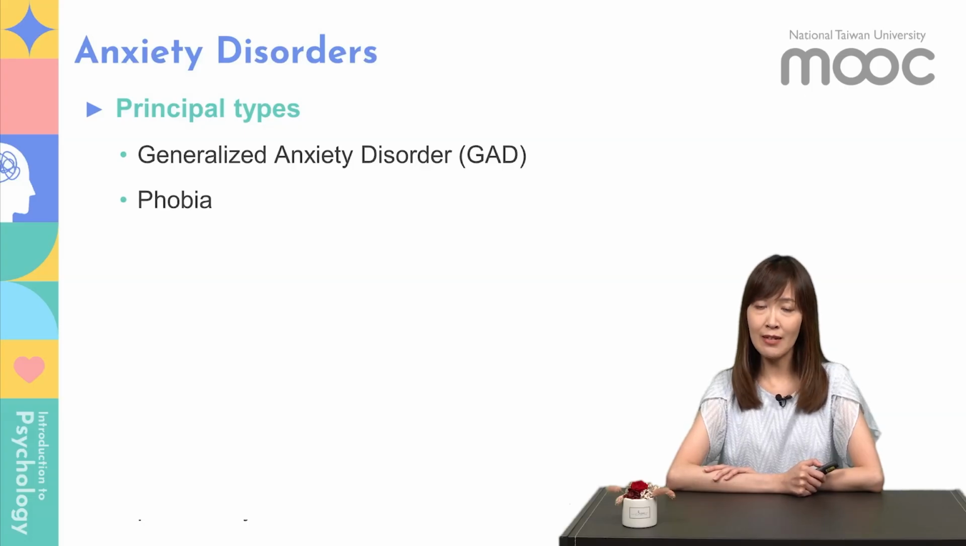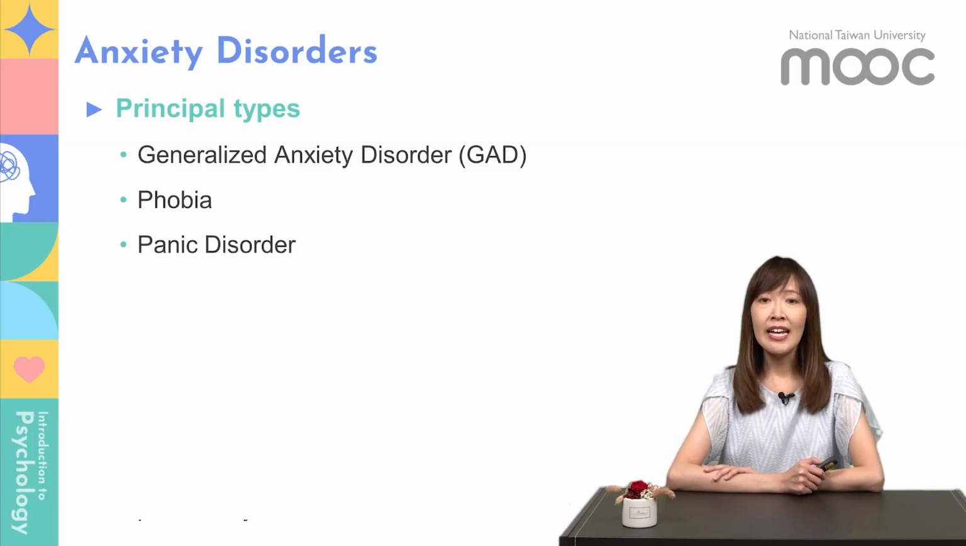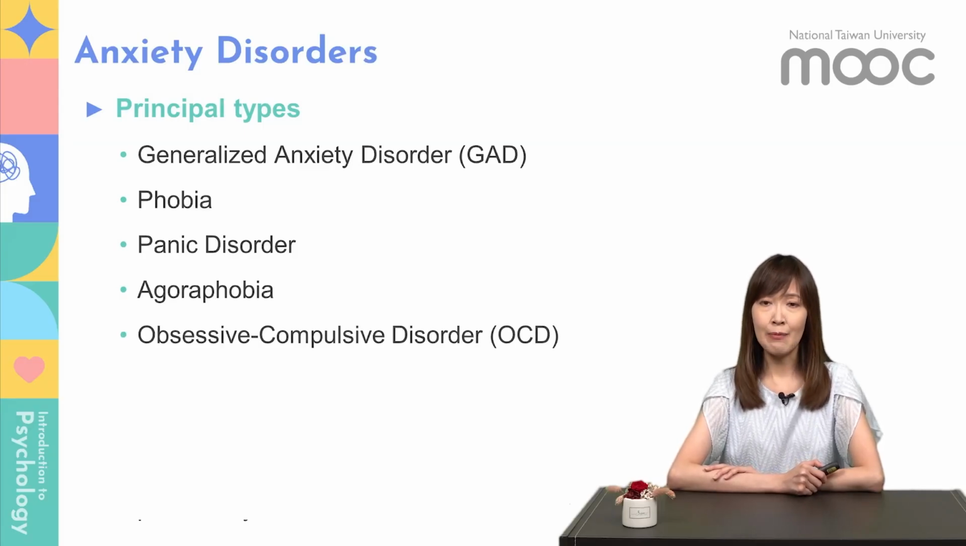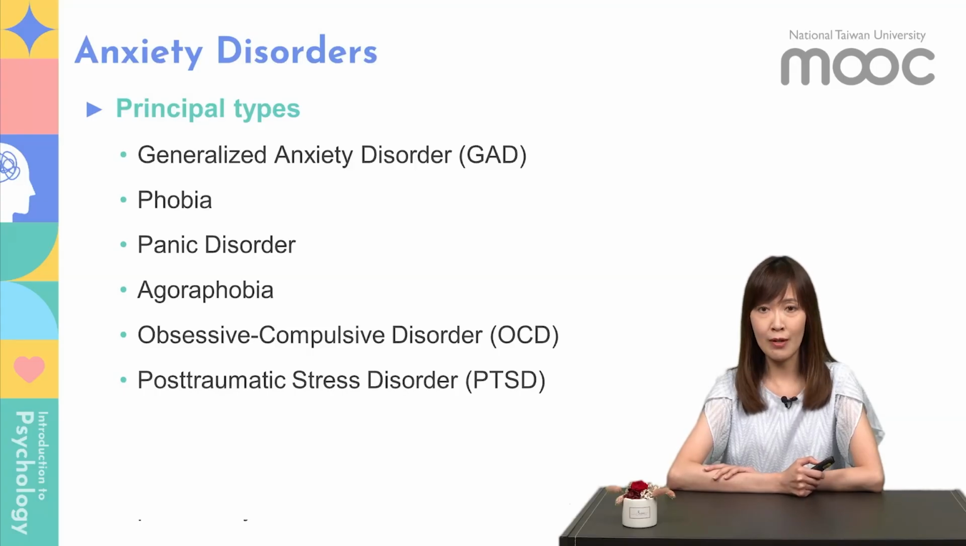And then we have phobia. Phobia means that we're afraid of a specific thing. And next, we will look at panic disorder. It refers to the sudden episode of panic attack. And next, we will also look at agoraphobia. These people are afraid of going out. And we also have the OCD, that people have some unwanted and intrusive thoughts, and they need to do something to reduce their anxiety. Or PTSD, it usually occurs after the traumatic event. So we're going to look at these different anxiety disorders one by one.